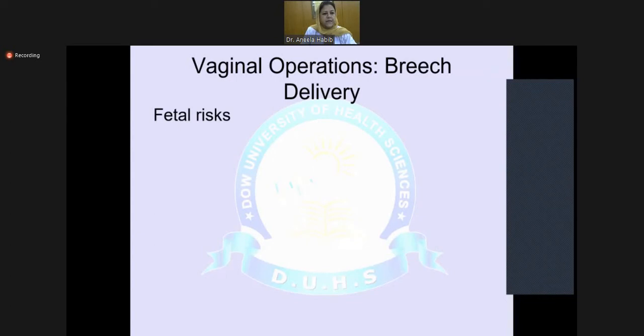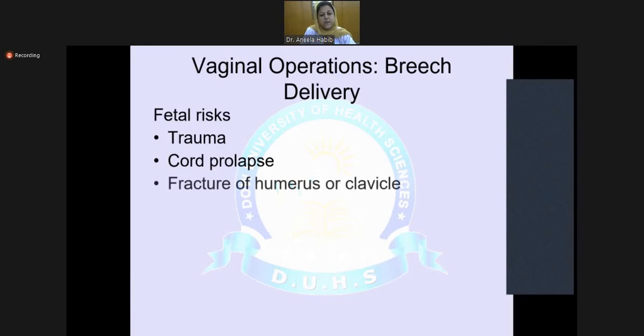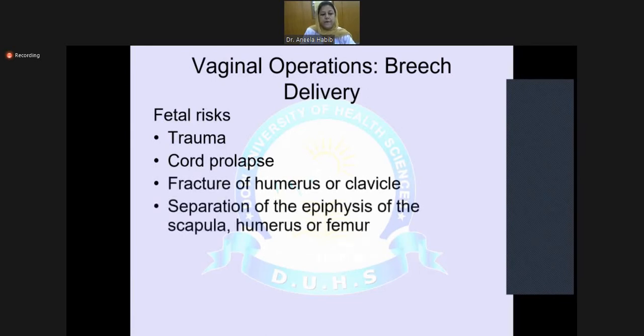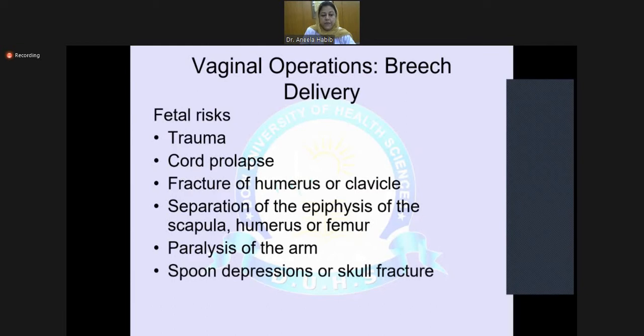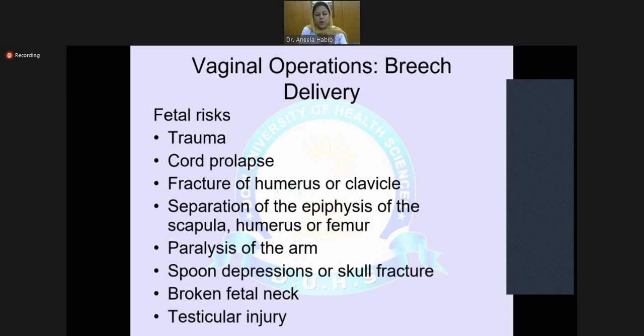These are the fetal risks. You may traumatize the baby by pulling the legs down, by holding the abdomen, sometimes liver damage, sometimes soft tissue trauma, sometimes fractures of the leg, sometimes cord prolapse, and fractures of the humerus and the clavicle, separation of the epiphysis of the scapula, humerus, or the femur, paralysis of the arm, skull depressions or skull fractures, and a broken fetal neck. Sometimes by holding the legs, you may cause a testicular injury.